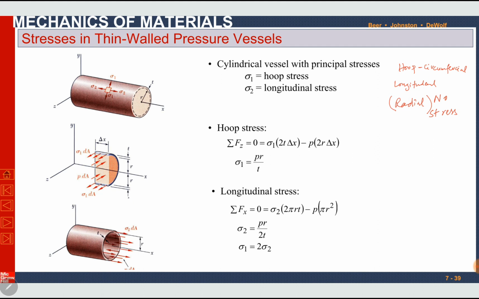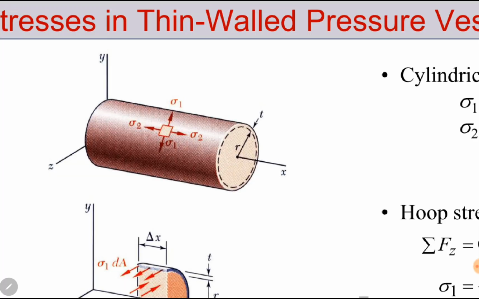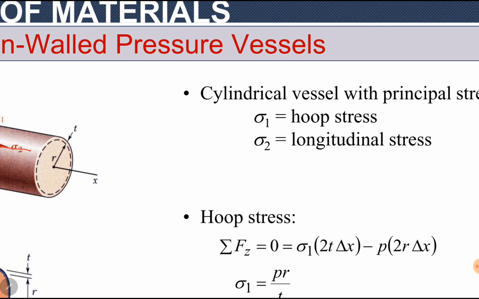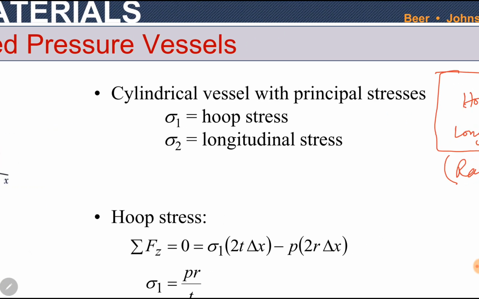So in thin-wall pressure vessels, there are only hoop stresses and longitudinal stresses. Hoop is along the circumference and longitudinal means along the length. So here is a cylinder. Cylinder means it has a length and it has a radius. Along the length we have sigma 2, along the circumference we have sigma 1. Sigma 1 is hoop stress, sigma 2 is longitudinal stress.